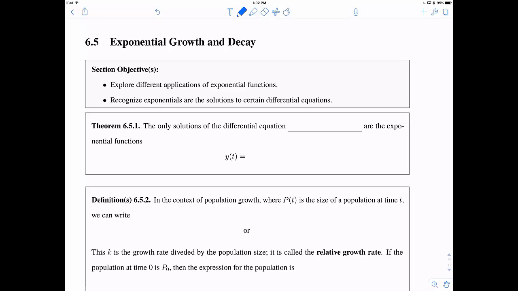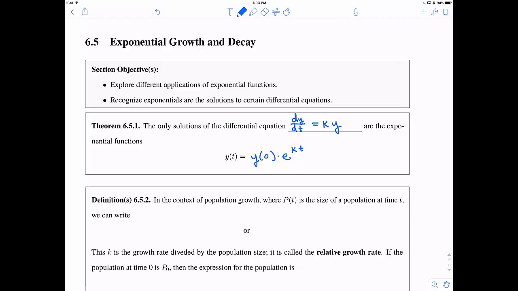So the first thing I have here is a theorem, right? And the theorem states that the only solutions of the differential equation, and this is going to be dy/dt equals k times y, are exponential functions. So this differential equation says that the rate of change, the derivative, is proportional to the function itself. And the exponential function should look like y of 0, so this is the initial value of y, times e to the kt.